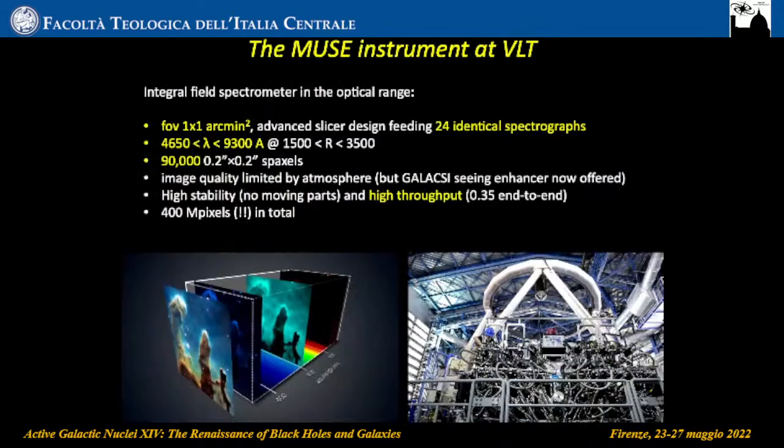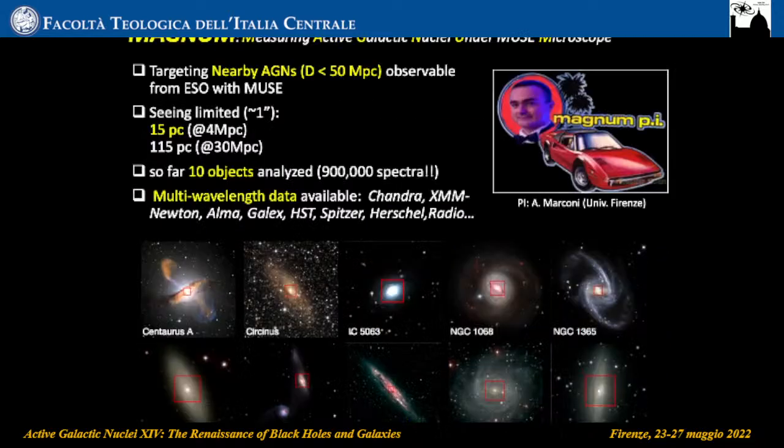Anyhow, we use MUSE. MUSE is a well-known instrument. It was built actually to observe very faint line emitters at high redshift and turned out to be an exceptional machine to study nearby galaxies. So the Magnum Survey is measuring active galactic nuclei under MUSE microscope. The PI is Alessandro Marconi, our Magnum PI. Till now we observed 10 objects.